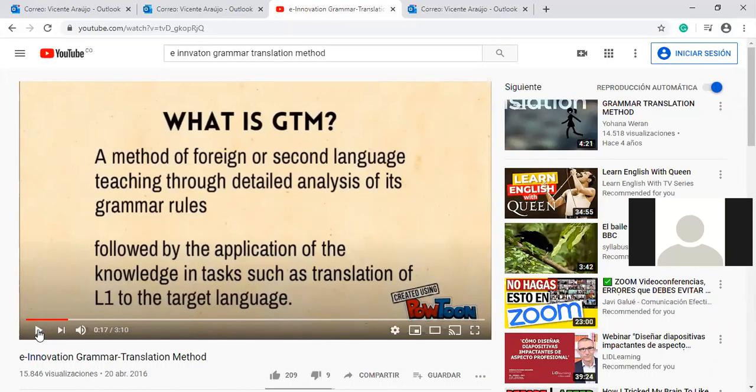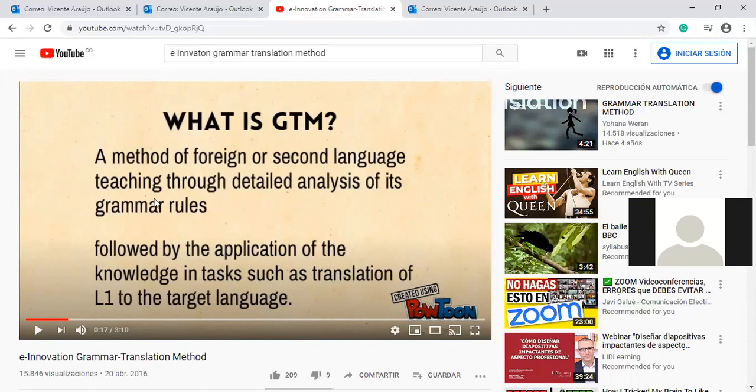How? By teaching detailed grammar rules. Grammar rules. Example in English. What are the rules for the third singular person? S, yes. What are the rules for the simple past? Ed. What are the rules for ing forms? That was very important in the grammar translation method, followed by the application of knowledge in tasks such as translation of L2 to the target language.